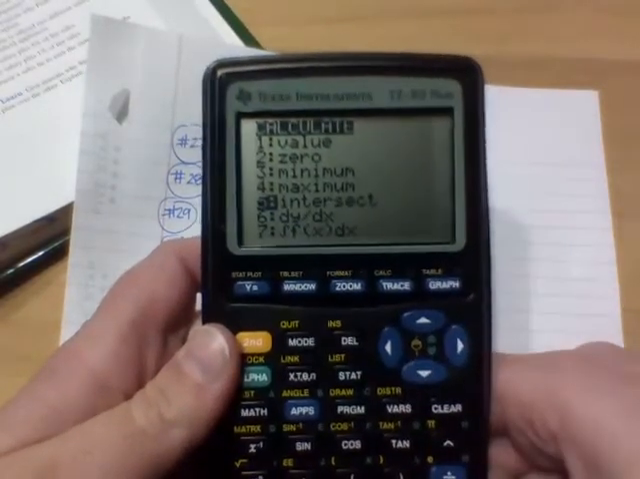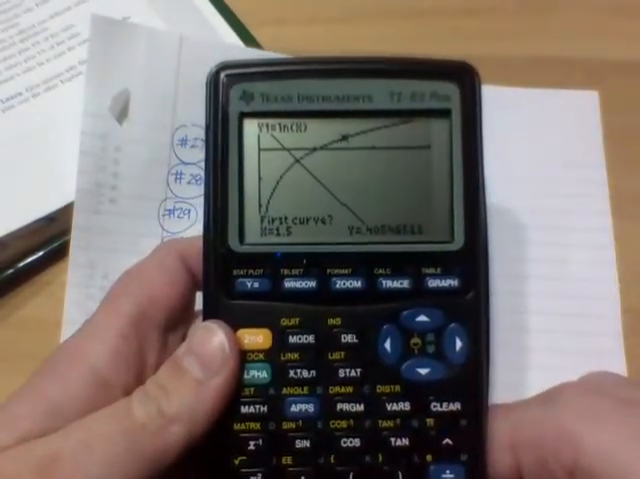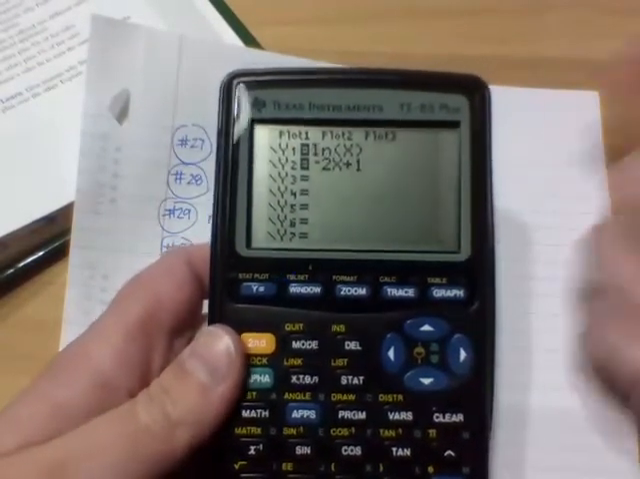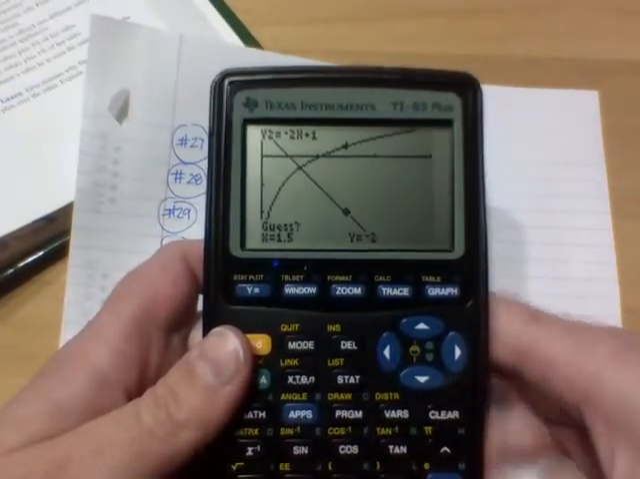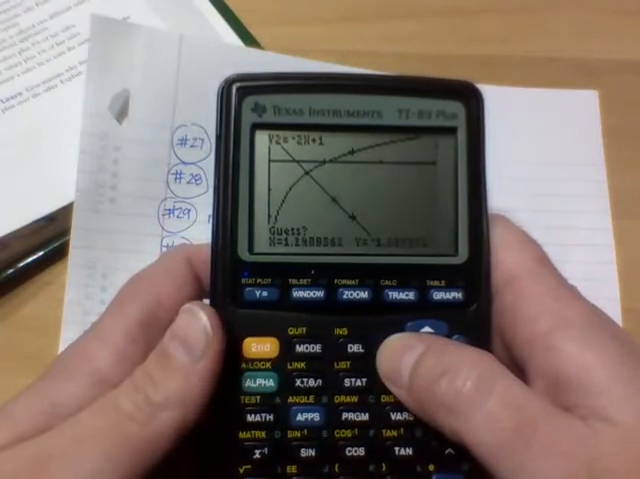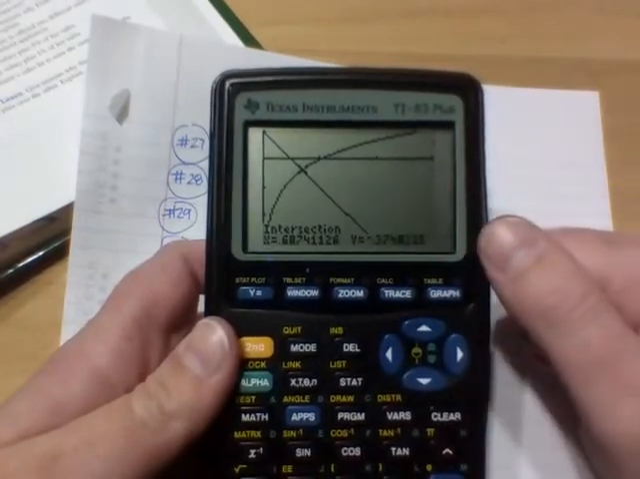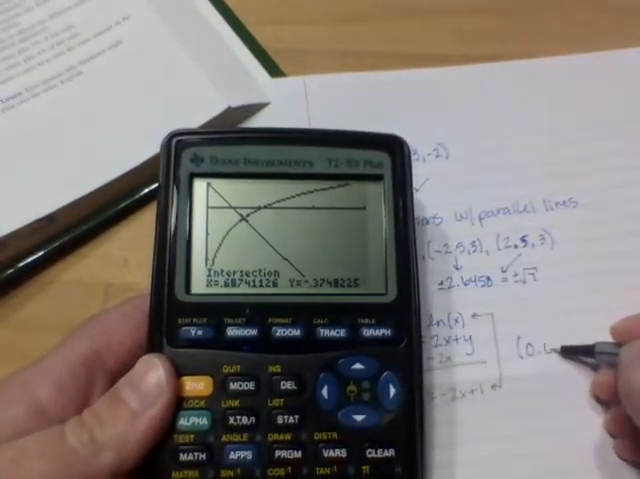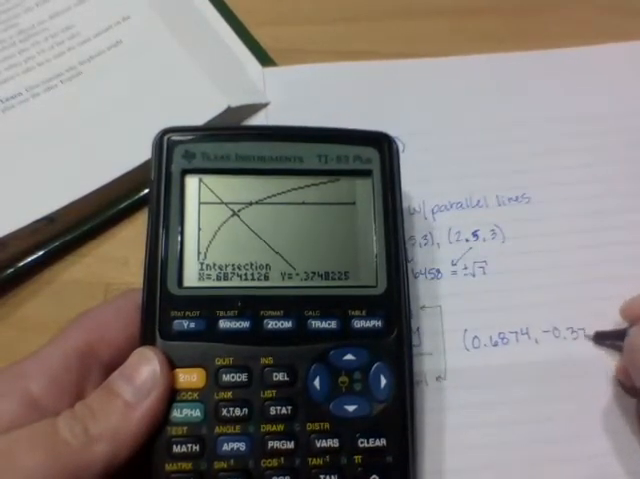So if we go through and press number 5, it's going to ask for your first curve, which notice it's on this natural log. And then the second curve, because notice in your y equals, you could have had like 10 graphs. So they just want to make sure that they know which one you're talking about. So first curve, second curve, and then they want you to guess, because again, like we've seen, there could be 3 intersections. So you need to move your cursor so that it's around where you want your coordinate to be. So that means that our answer of our intersection is 0.6874 comma negative 0.3748.